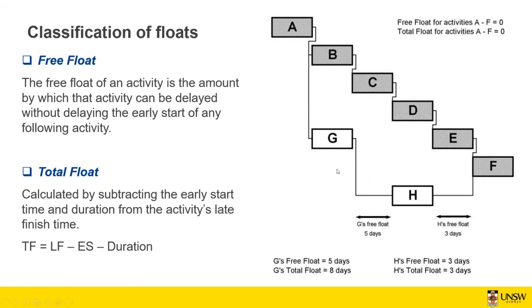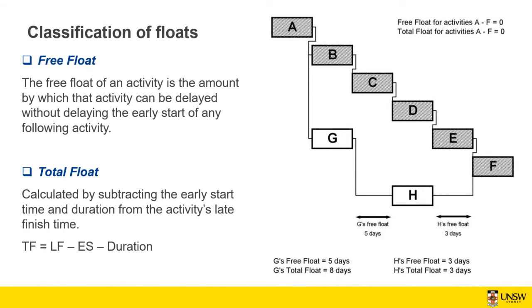This is perhaps easier to understand, but let's have a look at the total float. Total float means that you can have these 5 days of float, but you can also have access to these 3 days as well. So you can delay task G up to 8 days and also delay the start date of task H by 3 days. So you got the total float of task H.